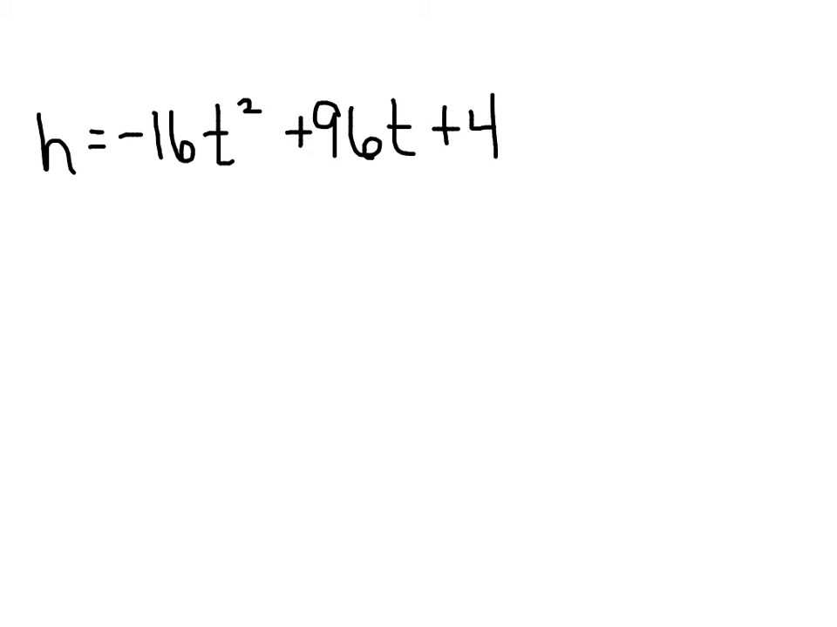Number 12: an employee at a local stadium is launching t-shirts from a t-shirt cannon into the crowd during an intermission of a football game. That doesn't matter. The height, h, in feet of a t-shirt after t seconds can be modeled by h equals negative 16t squared plus 96t plus 4. That's the important part. Find the maximum height of the t-shirt.